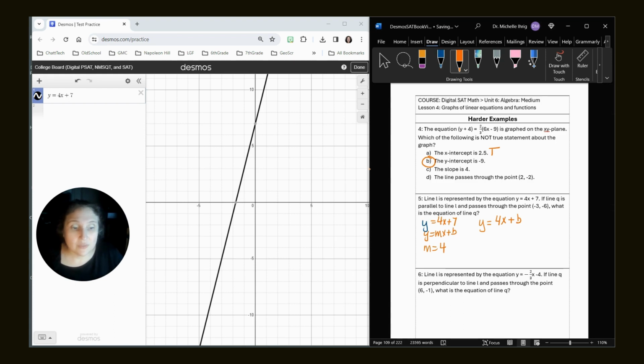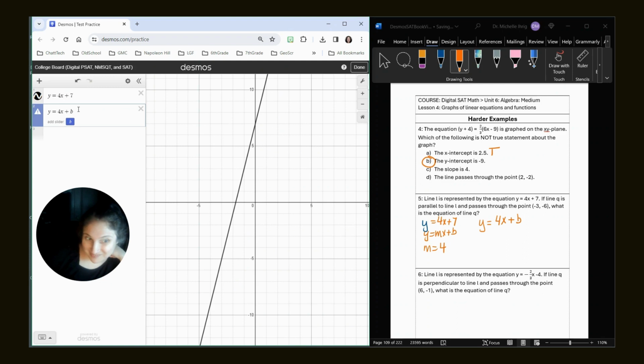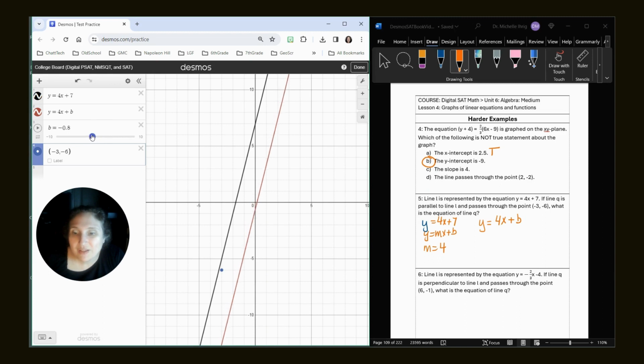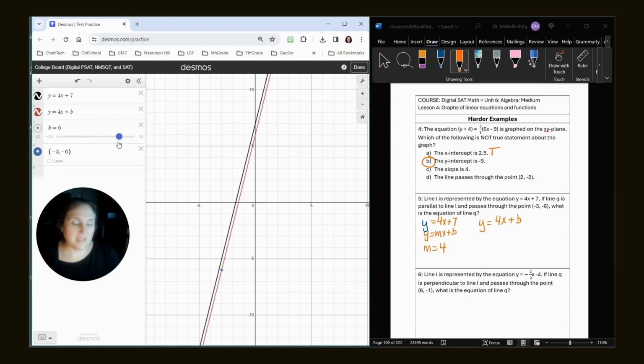So we're going to type y equals 4x plus b into here. Actually, I'm going to show you a cooler way to do this. First, we're going to add a slider for b, and we're going to plot the point -3, -6. Okay, this is how cool it is. You just move this until it touches the blue point. Keep moving, keep moving, keep moving. Boom. That's your answer, 6. b equals 6. So that's how you can use the slider function.